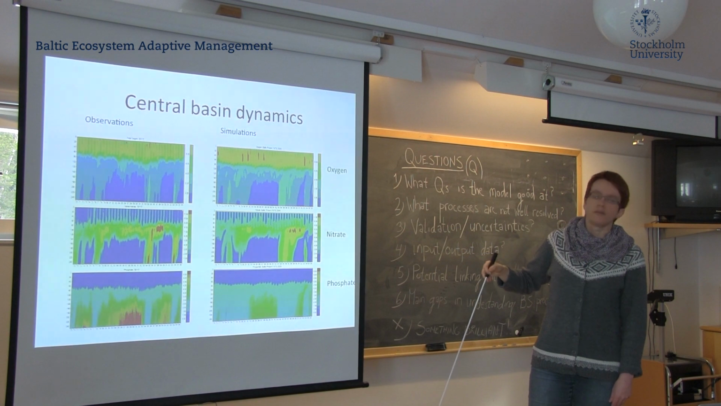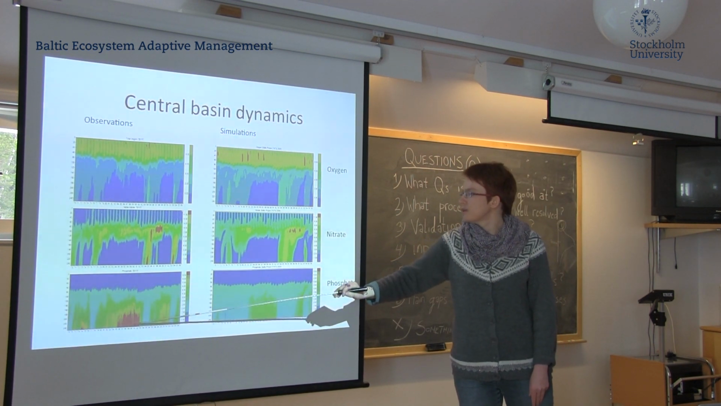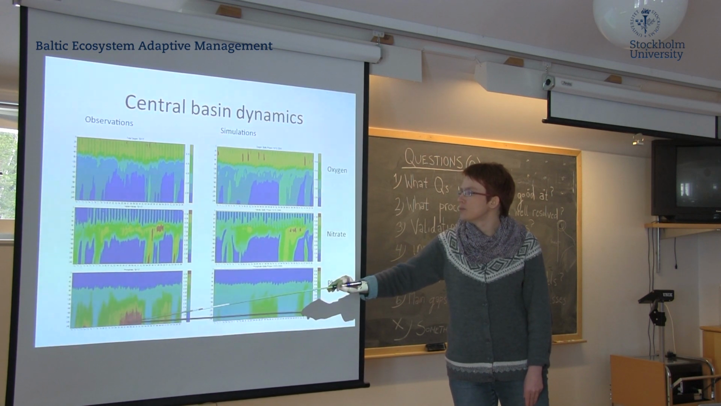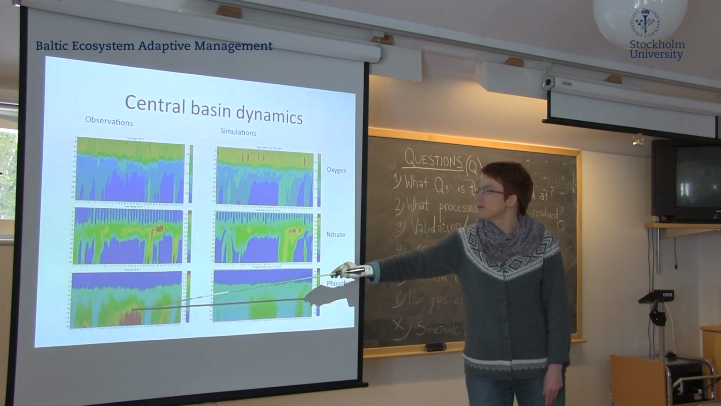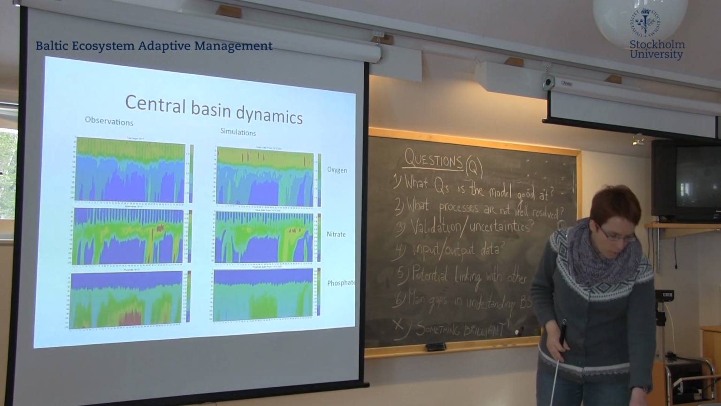You can also see that you have some difficulties. For example, this was this long Baltic stagnation period where you have a high accumulation of phosphate. It's much higher in the observations than it was in the model. So this is sort of qualitative.